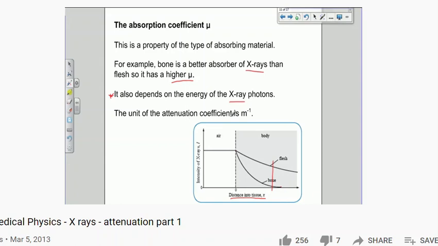Now, the unit of the attenuation coefficient is per meter. All right, just meters to the -1.